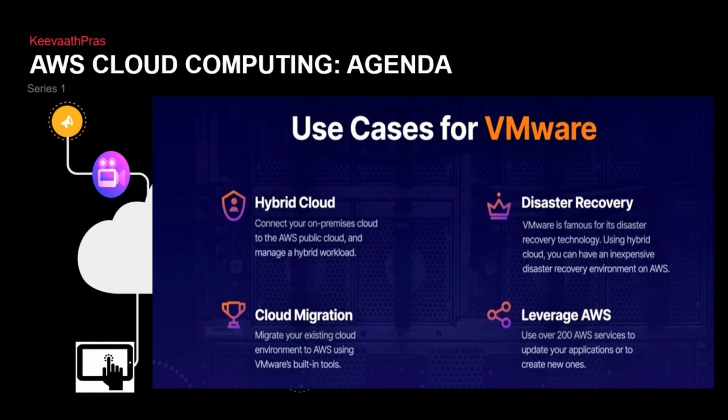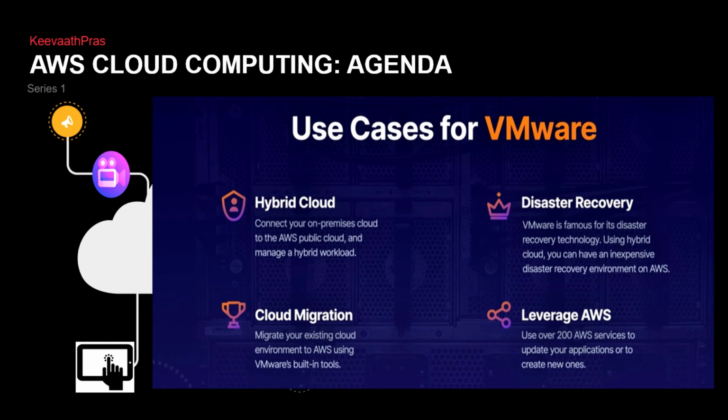What are all the use cases for a VMware? Hybrid cloud, where you connect your on-premise cloud to the AWS public cloud. Cloud migration, where you migrate your existing cloud environment to AWS using the VMware tools. Disaster recovery. VMware has always been very famous for its disaster recovery technology. Using the hybrid cloud, which is on-premise and AWS, you can have an inexpensive disaster recovery environment on the AWS. So this is quite easy as well.